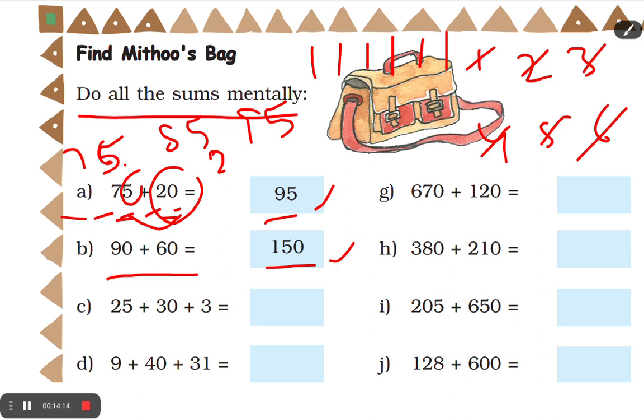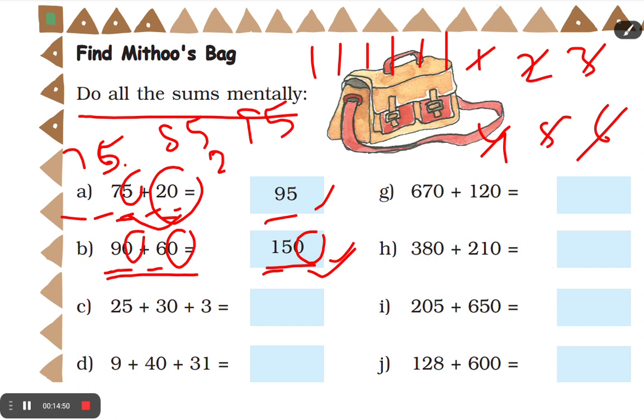The other method is first you add the ones place digits. Here the ones place digit in both numbers is 0. In 60 the ones place digit is 0, in 90 the ones place digit is 0. So 0 plus 0 is 0. Write that in the ones place. Now the tens digits are 6 and 9. Add them. 9 and 6 is 15. So write 15 to the left of 0. What is the answer? 150. In a similar way, you have to do all these problems.